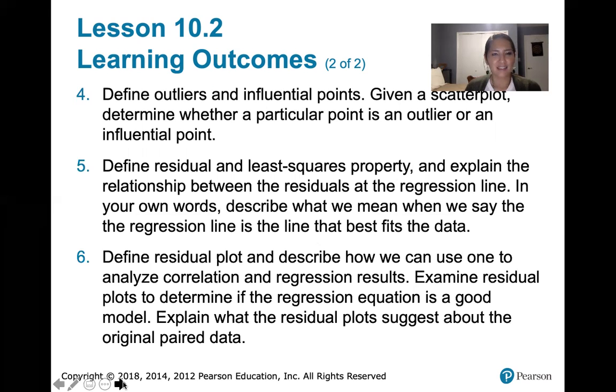And then in our last learning outcome, we define the residual plot and describe how we can use a residual plot to analyze correlation and regression results. Here we'll examine residual plots to determine if a regression equation is a good model, and then we'll explain what the residual plots actually suggest about the original paired data if the residual plots have certain characteristics.